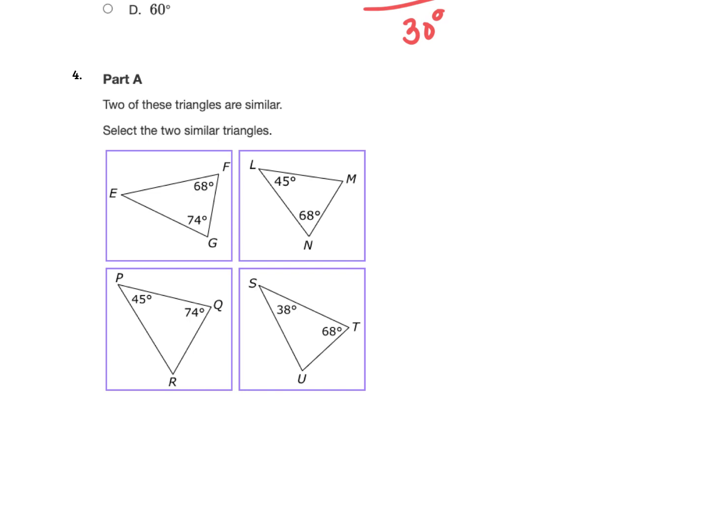Okay, give number 4 a try. It's asking for which two triangles are similar. Okay, got to remember that there are 180 degrees in a triangle. So, solve for the missing angle in each of these triangles and determine which ones are similar. Okay, so if we do 180, I'll start with my first triangle here.